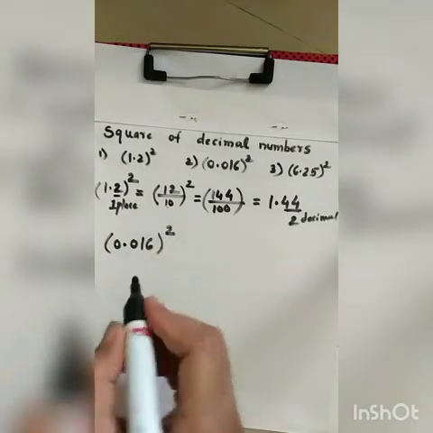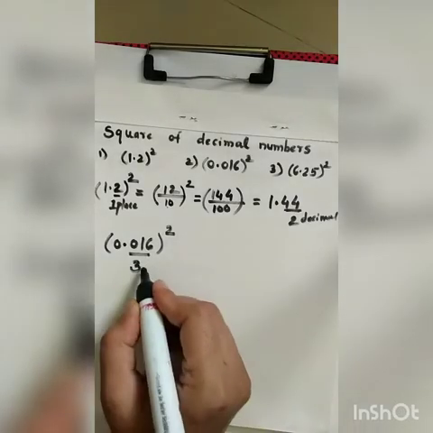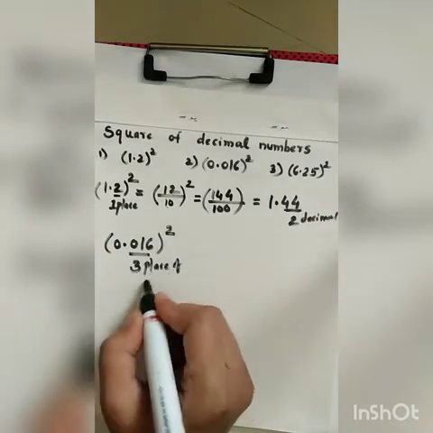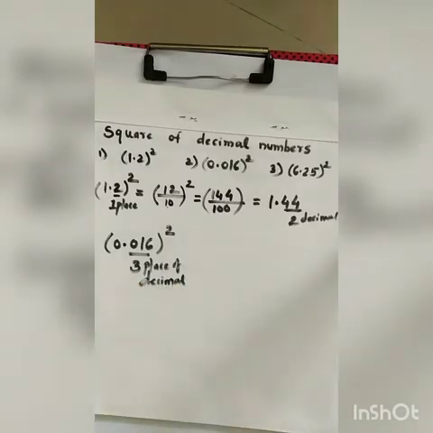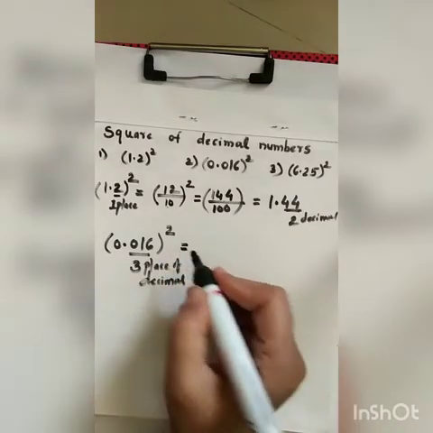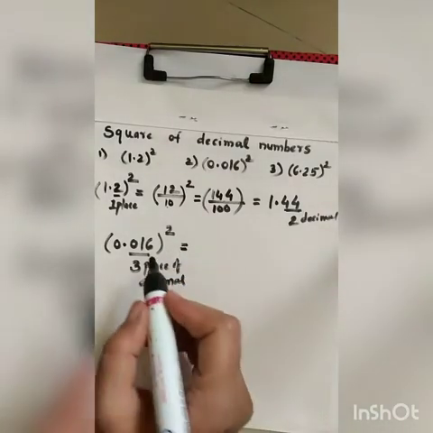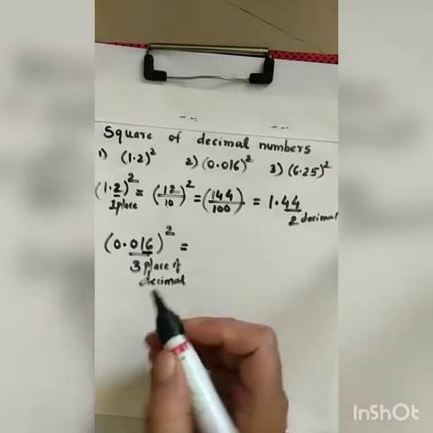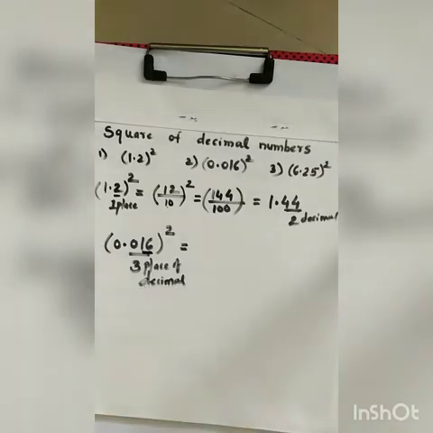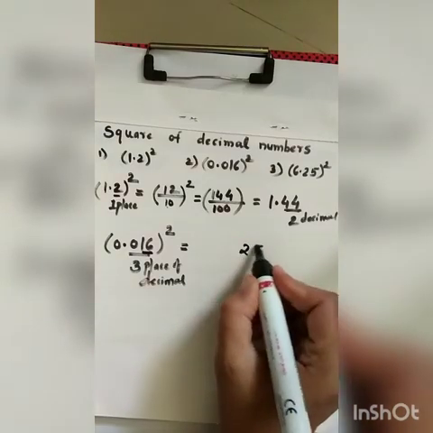0.016. Now how many decimal places are here? 3 places of decimal. So in the square number how many will there be? Double of it. It will be 6 places of decimal. Okay, so we will put the point after 6 digits. But what is the actual number here? 0.0 has no meaning, only 16. And you must know the square of 16. The square of 16 is 256.